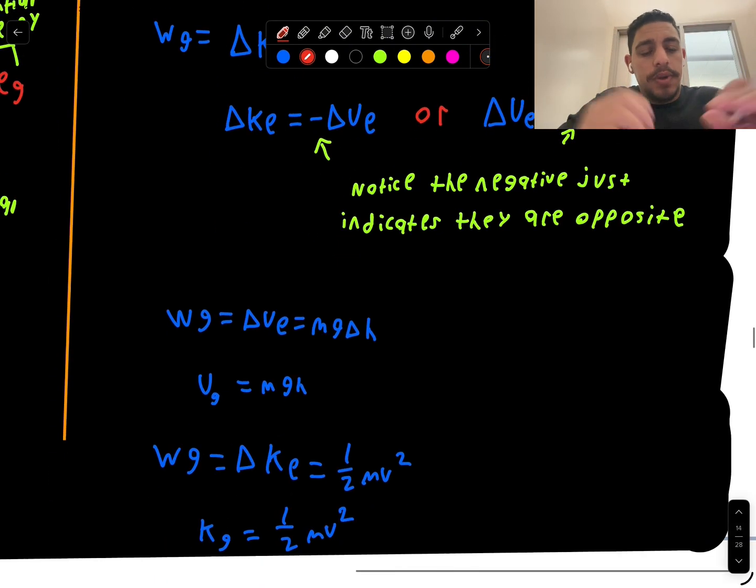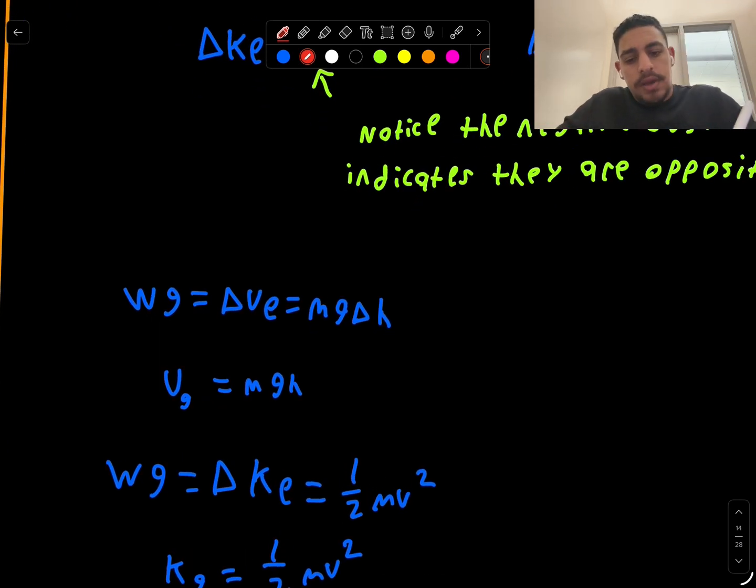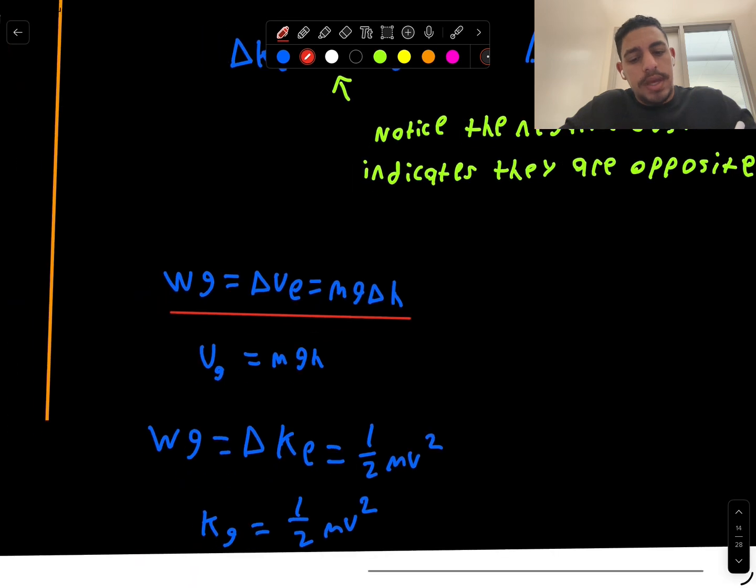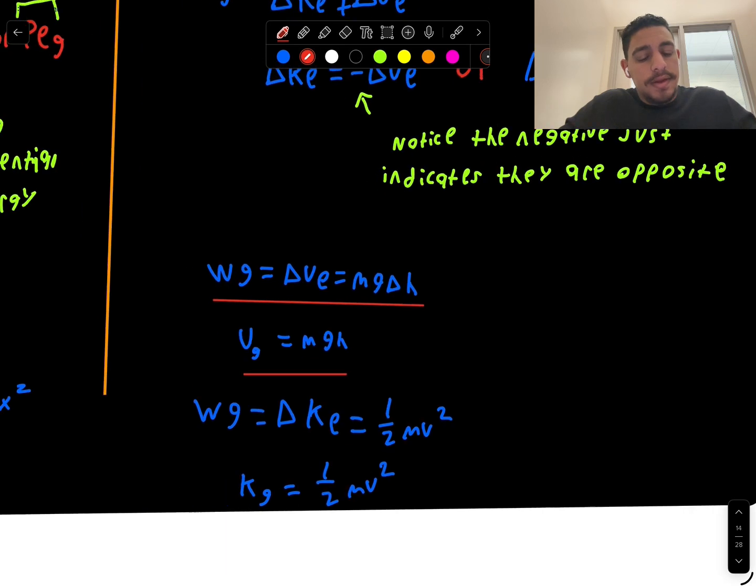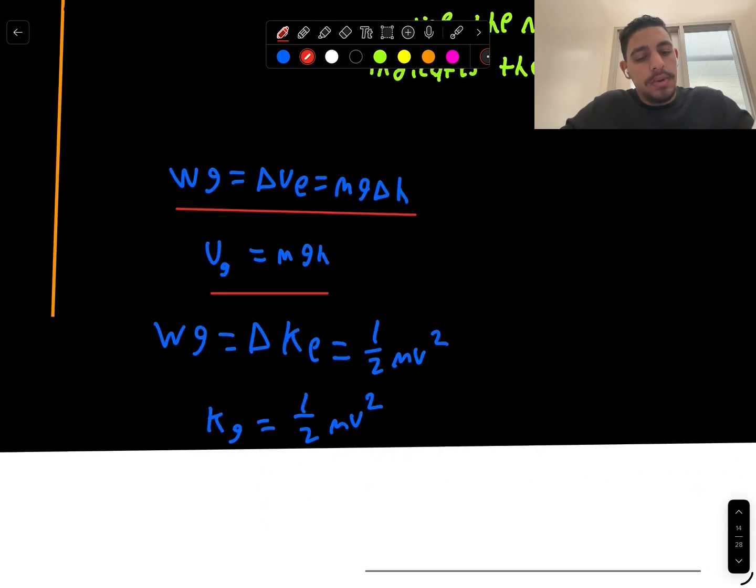And so when you put this all together, we say work done by gravity is equal to the change in potential energy, and that would be equal to what we had above, mg delta h. And so you can say potential energy is just equal to mgh. And then at the same time, it's also equal to the change in kinetic energy. And so the kinetic energy done by gravity is also equal to 1/2 mv squared.